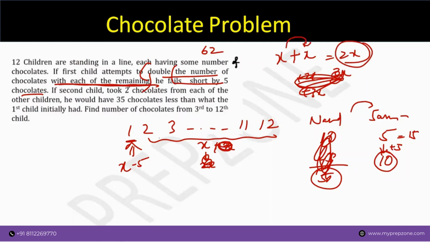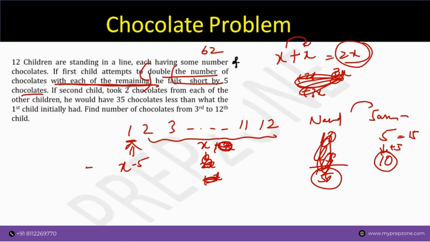So now what I am saying is I had to double the number of chocolates with second to 12th person, which means initially if they had x chocolates I have to give them additional x, but the question says that I'm falling short by 5 chocolates. मैं ऐसा नहीं कर रहा हूं क्योंकि मेरे पास 5 चॉकलेट्स कम है. इसका मतलब अगर x होती तो मैं डबल कर लेता, बट मेरे पास 5 कम है, so I have x minus 5 chocolates. Clear now? Nandini? Yes.